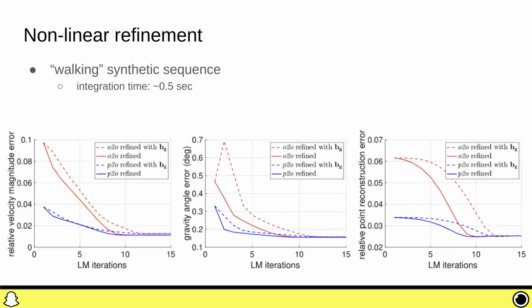These plots show the convergence of the optimizer when it is initialized by the two closed-form solvers. The P2O solver lets the optimizer start from a better point in the parameter space, thus needing less iterations to reach an acceptable error level. However, the convergence may be slower when the gyroscope bias is modeled, since more nonlinearities must be compensated.